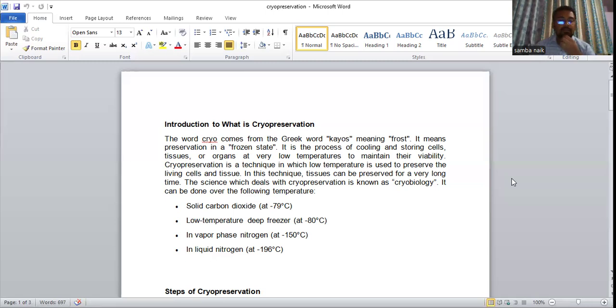Clearly, what is meant by cryo? Cryo is a Greek word. It means frost, that is, freezing. Preservation under a very low temperature, that is, a minus temperature.